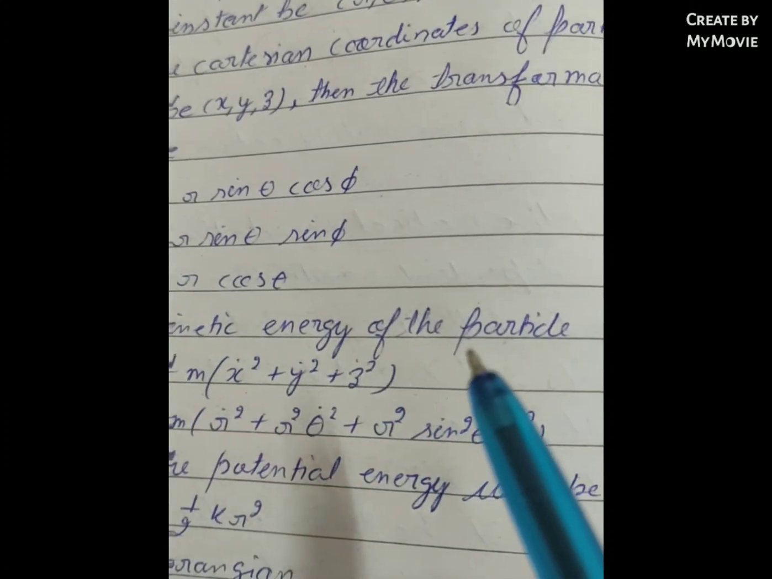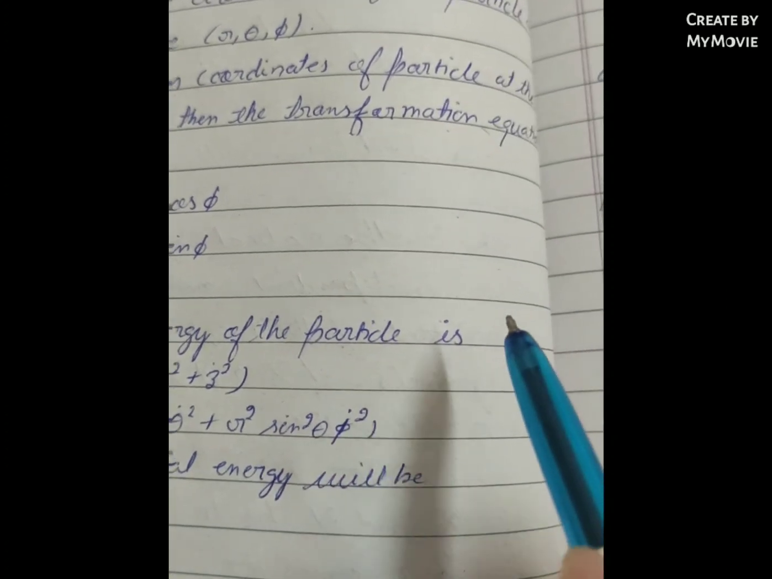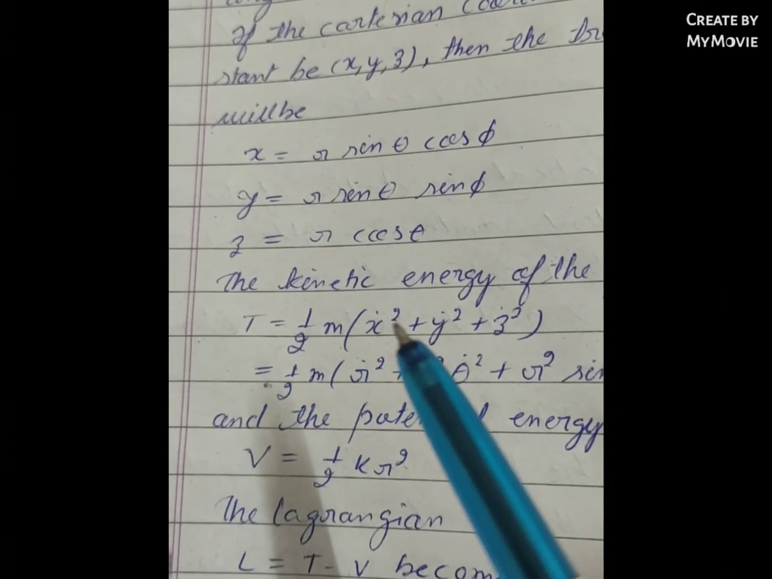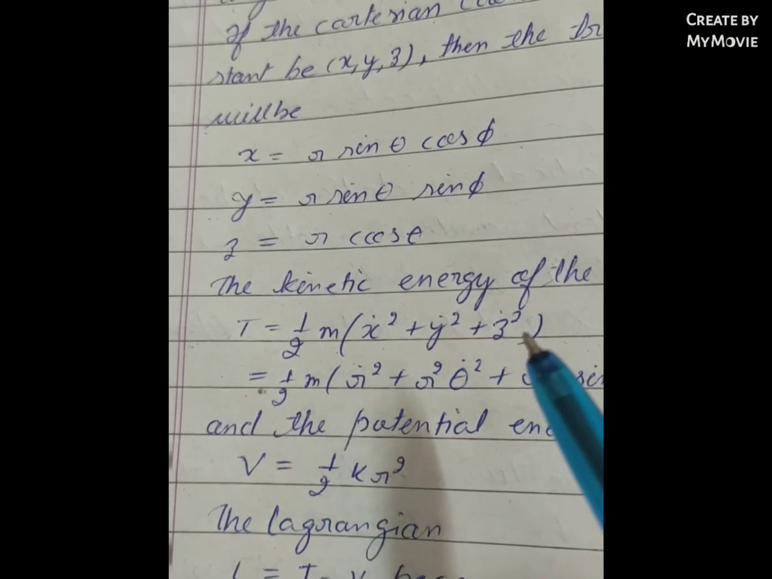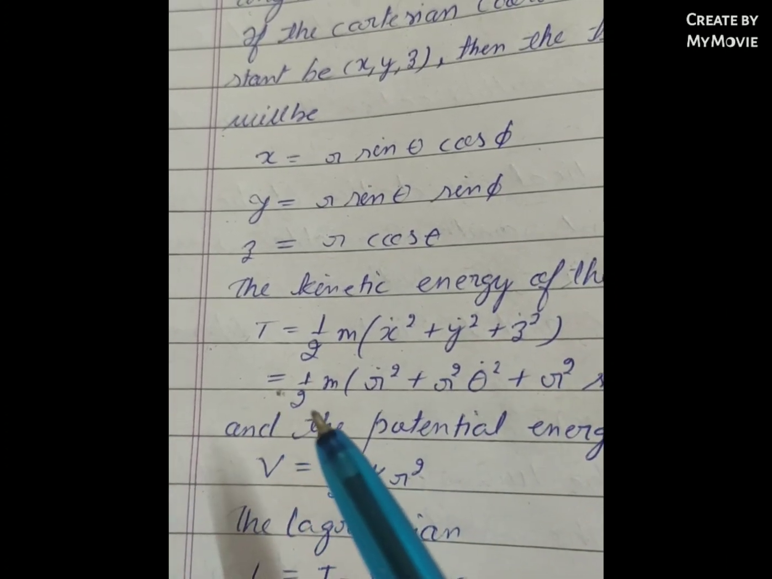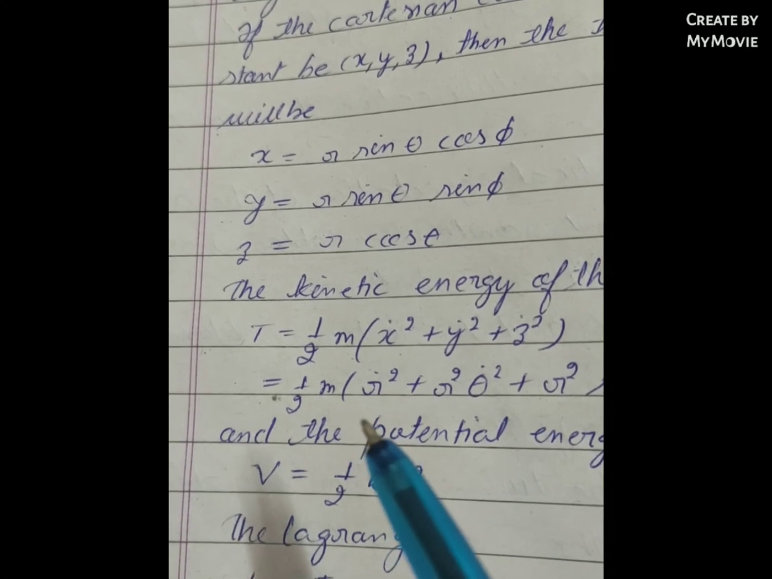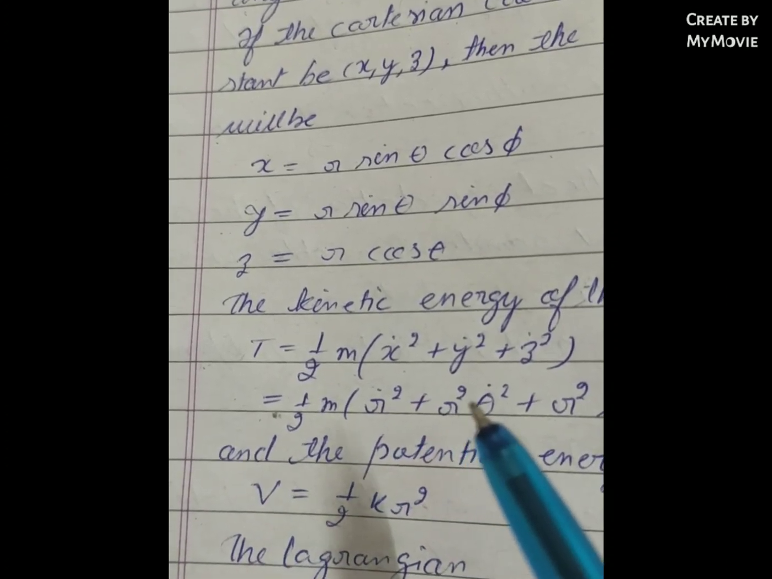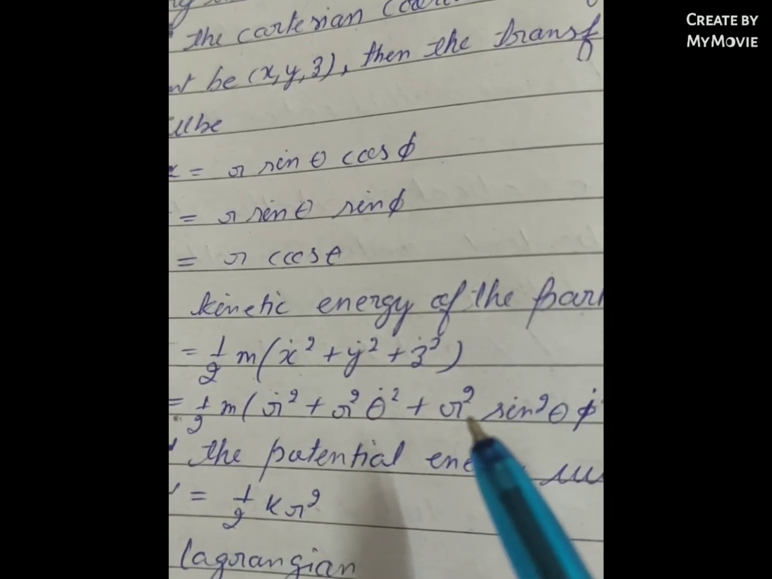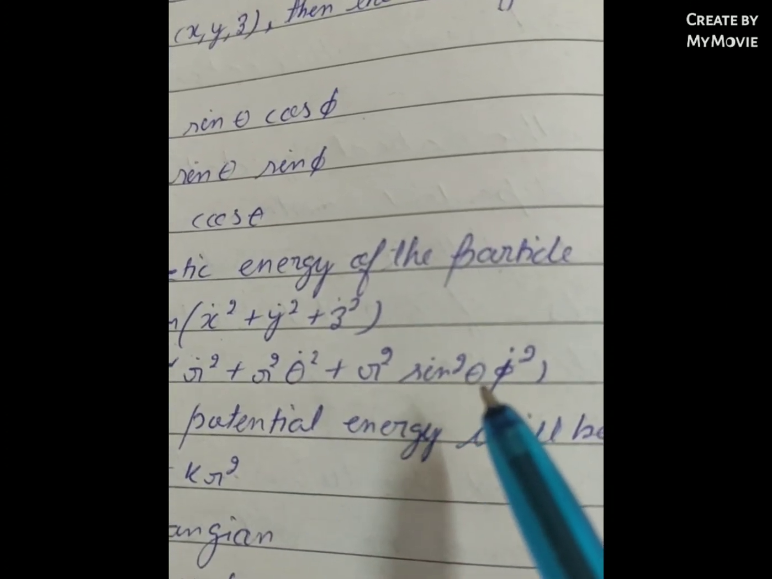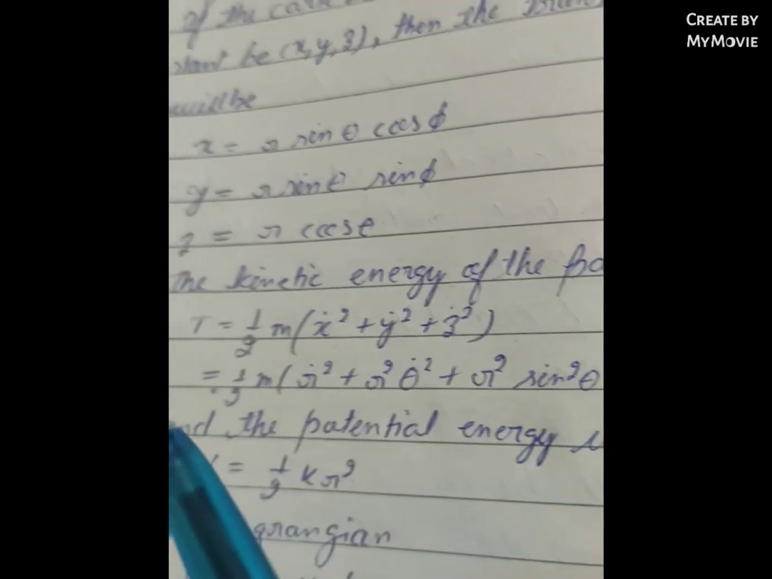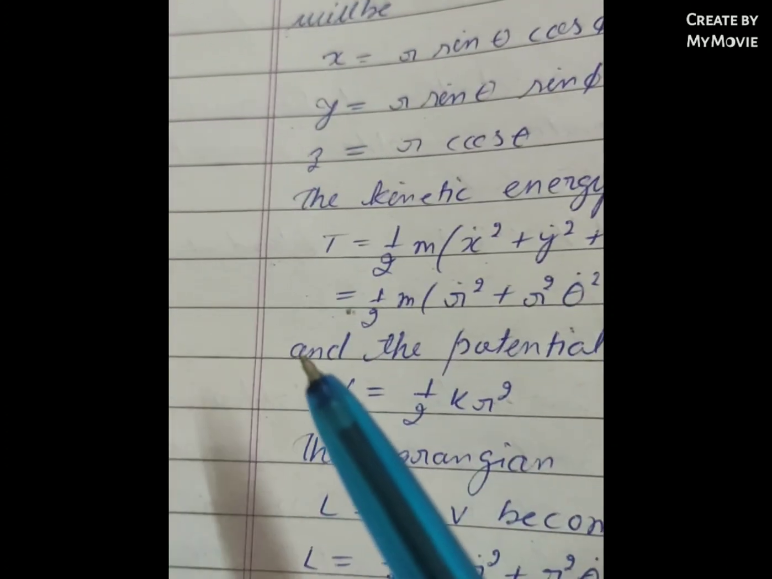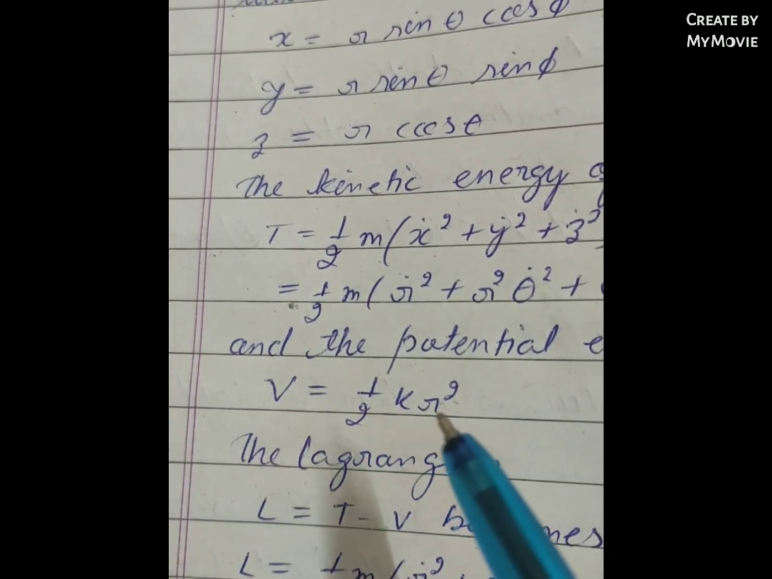The kinetic energy of the particle is T = half m [x dot squared + y dot squared + z dot squared], which is equal to half m [r dot squared + r squared theta dot squared + r squared sin squared theta phi dot squared], and the potential energy will be V = half k r squared.